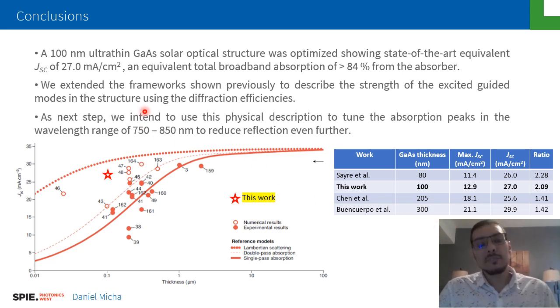We also extended the frameworks shown previously to describe the strengths of the excited guided modes in the structure using a new figure of merit, the diffraction efficiencies. As a next step, we intend to use this new physical description to tune some absorption peaks in the wavelength range of 750 to 850 nanometers in our case, because it's the range in which the reflection is high, to minimize this loss even further and increase our result.